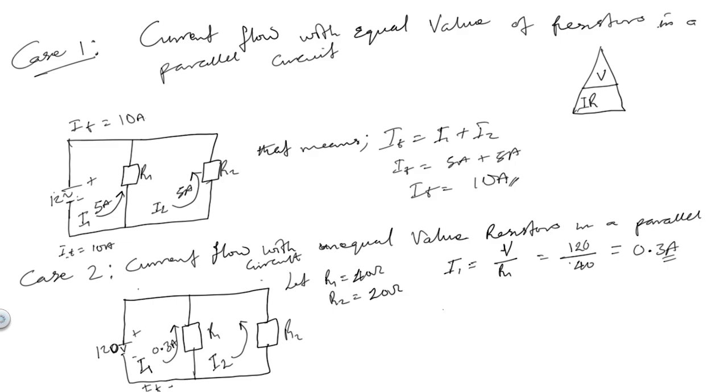So in the case of I2, same thing: V over R2 is equal to 120 over 20, which is equal to what? 120 divided by 20, we would have 0.6. Am I right? 0.6 amps. I hope I'm getting that clear to you.